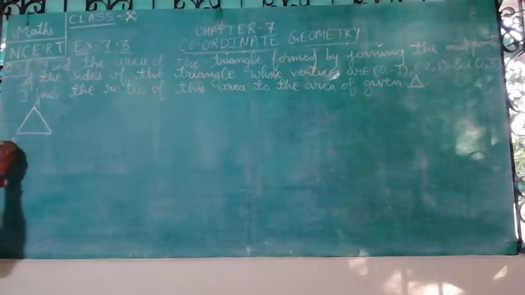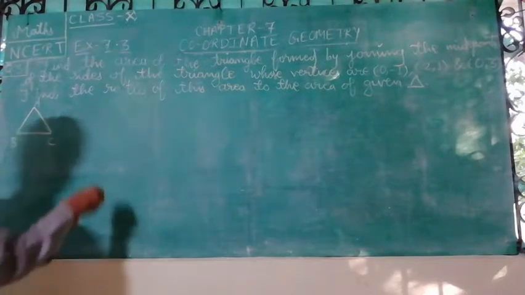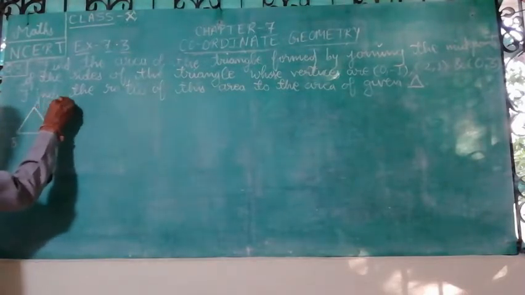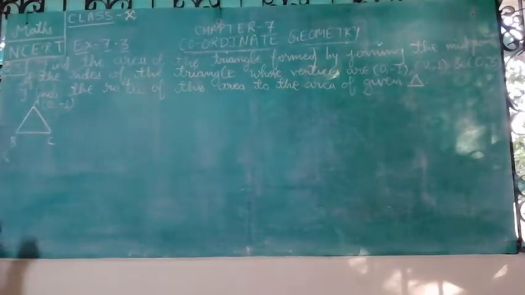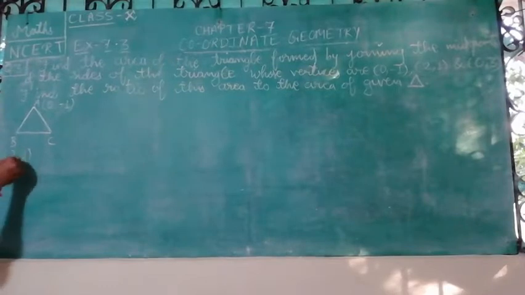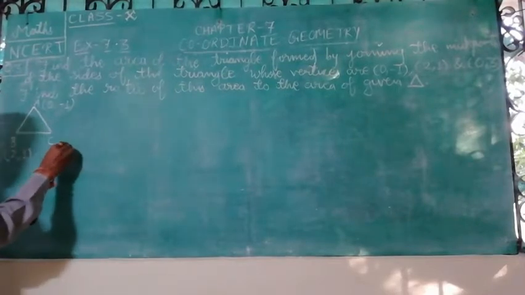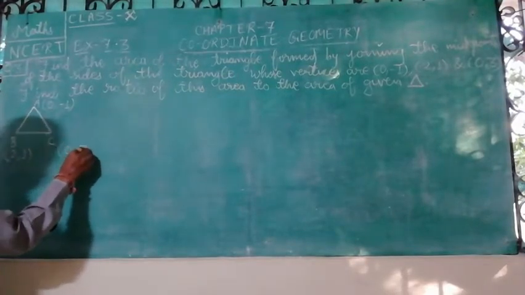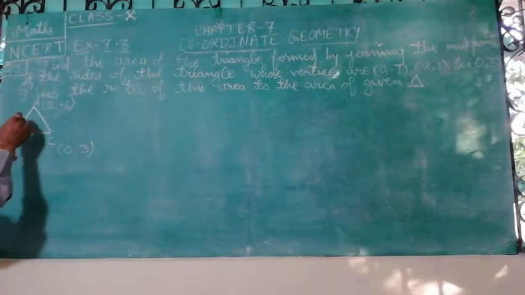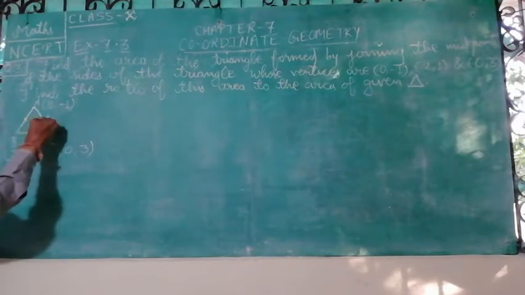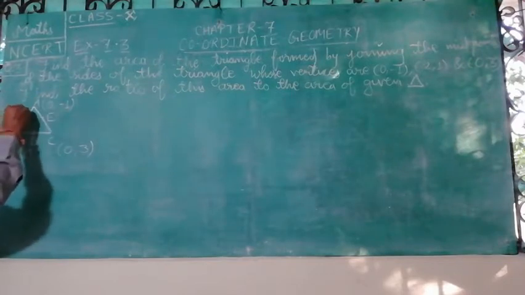A, B and C. These vertices are (0, -1), (2, 1) and (0, 3). And now we have to find the midpoints. Suppose the midpoint of BC is D, the midpoint of CA is E and the midpoint of AB is F.